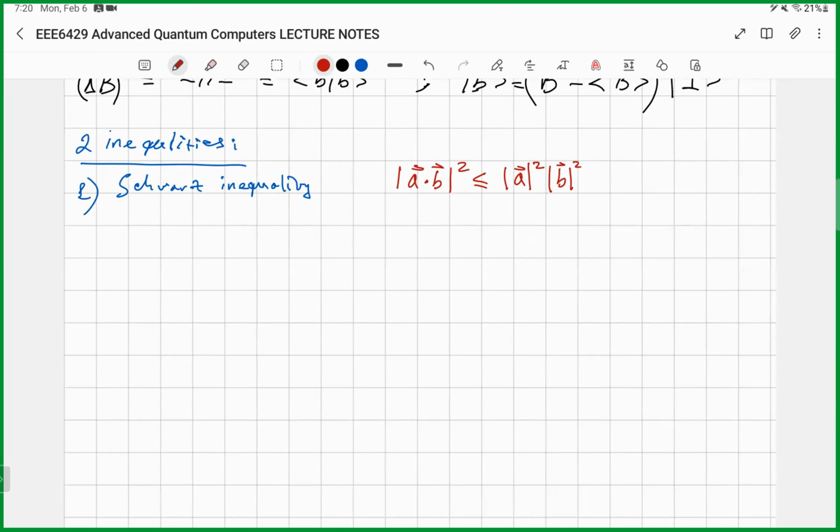But for us, in our Hilbert space, we have to change this to the inner product of this Hilbert vector space, which is vector A times vector B. So this is this part. It must be smaller than or equal to the product of the squared moduli of A and B.